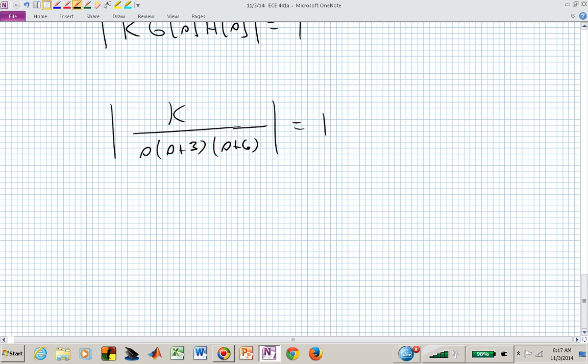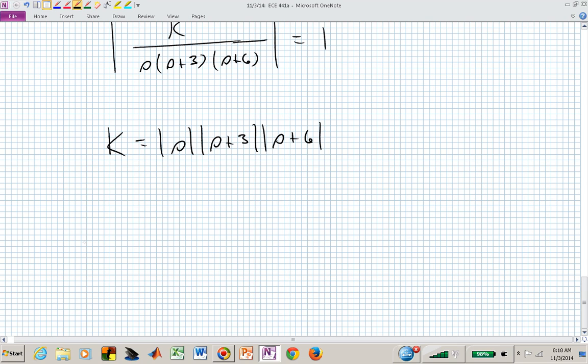Now we can solve that for K, and we're interested in positive values of K, so I'm not going to show the absolute values on K, but we now have the absolute value of a quotient, that's the same as the quotient of absolute values. We're now looking at the lengths contributed by all of these factors. We now have K is equal to the length of S, the length of S plus 3, and the length of S plus 6.